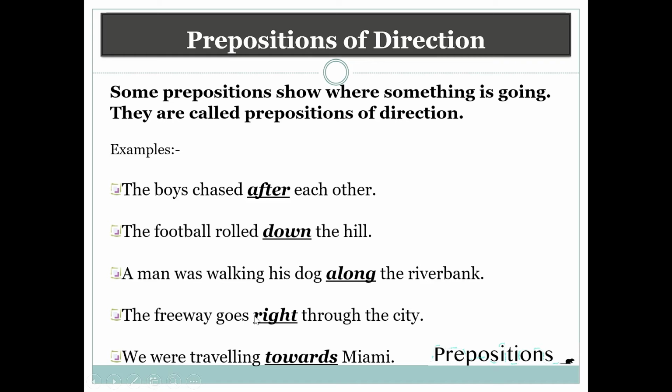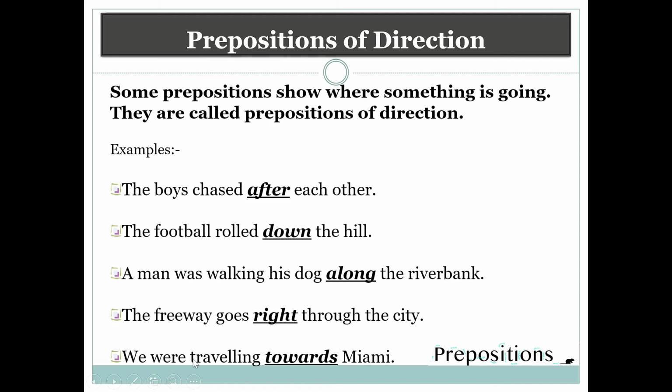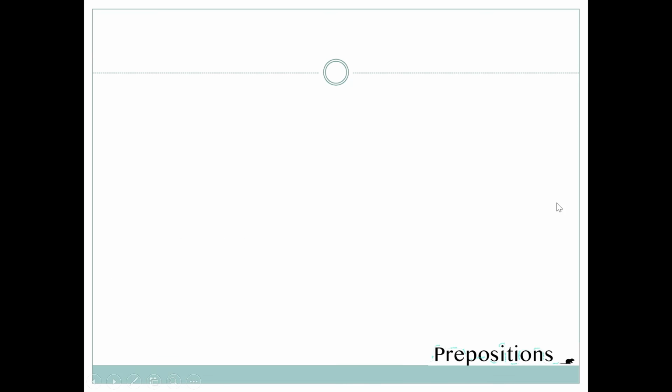The freeway goes right through the city. So this is a preposition of direction. We were traveling towards Miami. And in this sentence, towards is the preposition of direction. Okay, let's move on to the next.